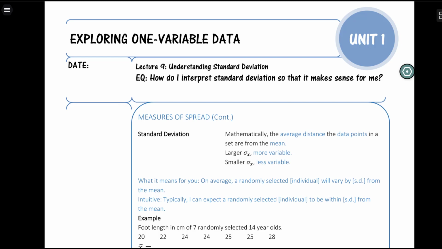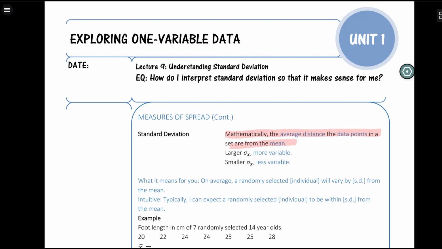So standard deviation is mathematically the average distance data points in a set are from the mean. That doesn't make a lot of sense, so let's go with the very, very basic loose understanding. If you have a big standard deviation, it means your data is more variable and more spread out. If you have a smaller standard deviation, that means you are less spread out. Everything's more condensed and consistent.